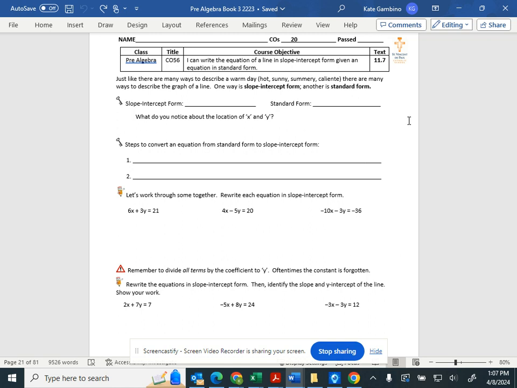So what is our slope-intercept form? Everybody should know this. Tell me what the slope-intercept form is. Y equals mx plus b. We know what y stands for, we know what the x stands for, we know the m and the b. Now we have standard form: ax plus by equals c.